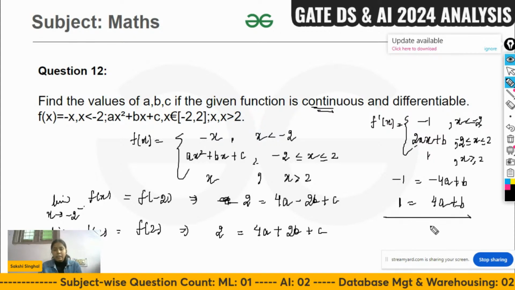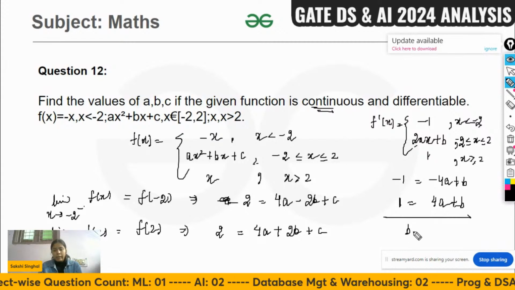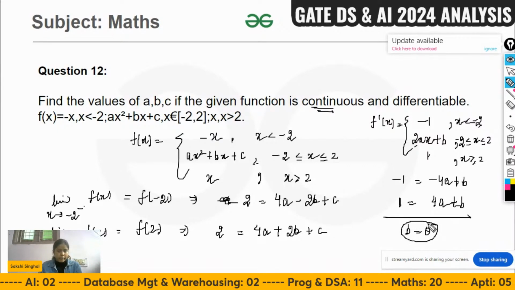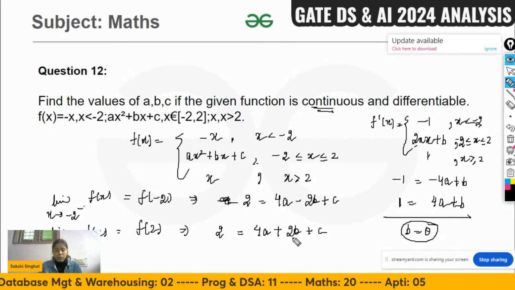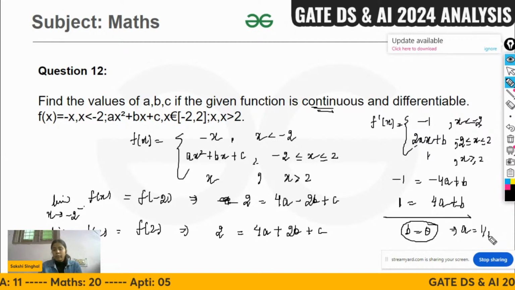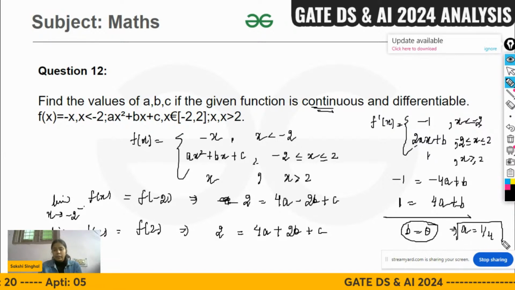If I add these two, what would I get? I'll get b is equal to 0. B would be 0 here, guys. Now if I put the value of b in these two equations, what would I get? Let's first find out the a value from here. A would be 1 by 4. A would be 1 by 4.